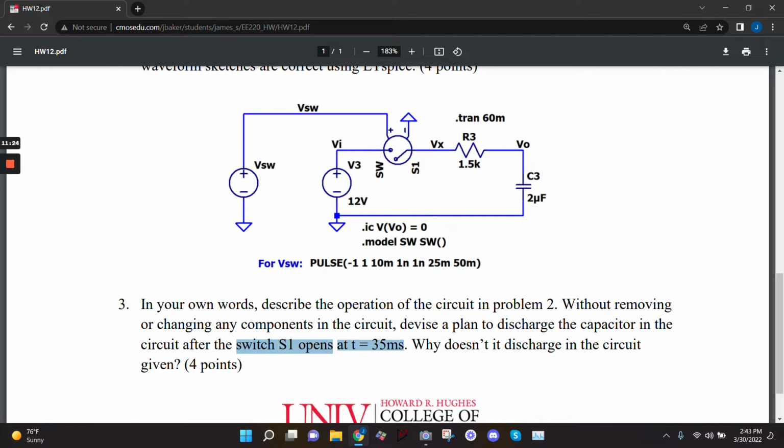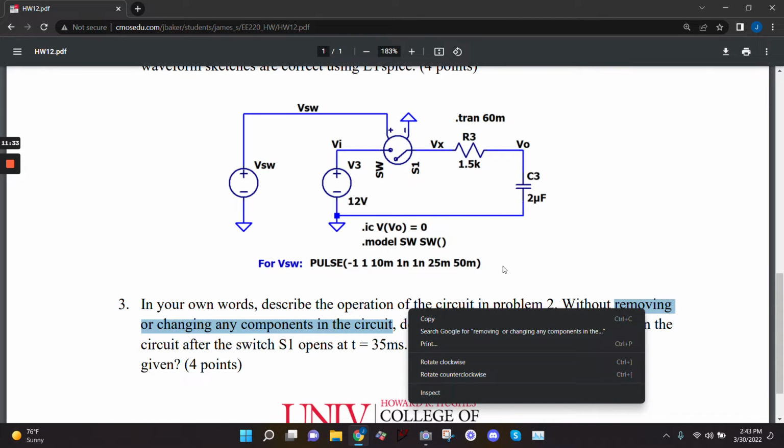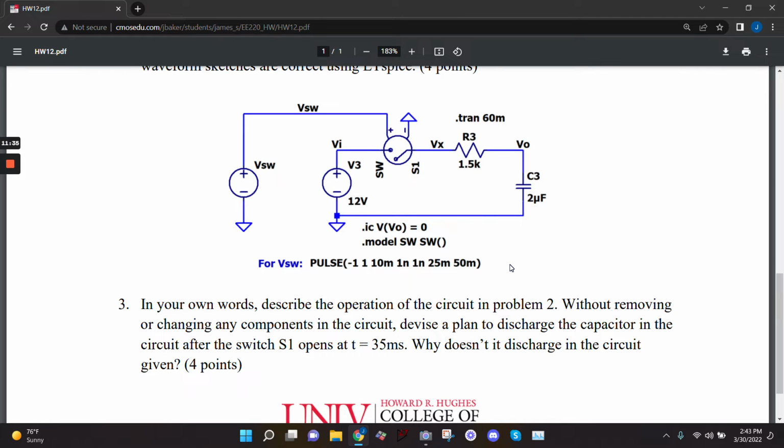Because the way I read it was you can't remove them, but you can't change their values either, but you can work with them. I don't know. Yeah, I mean, without removing or changing, I basically just meant add some circuitry. Maybe I should have said that, but I'm just glad you guys were thinking. I wanted you to think about this, and it sounds like you thought. So I got what I wanted out of it.